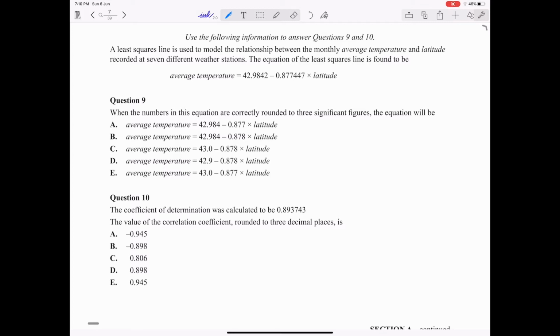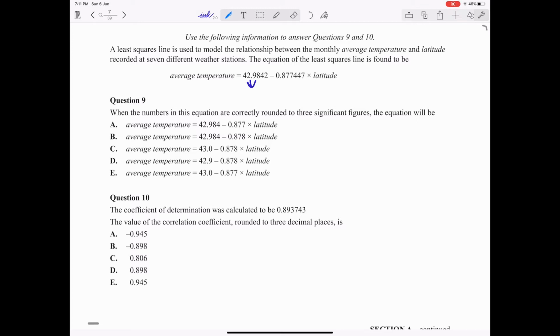Question 9. A least squares line is used to model the relationship between the monthly average temperature and latitude recorded at 7 different weather stations. The equation of the least squares line is found to be as given here. When the numbers in this equation are correctly rounded to 3 significant figures, the equation will be... So basically we just have to round the y-intercept and the slope to 3 significant figures.